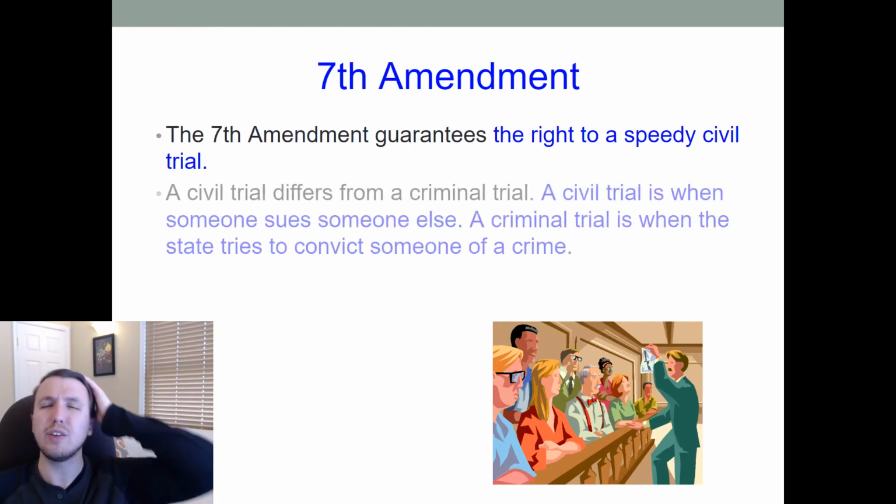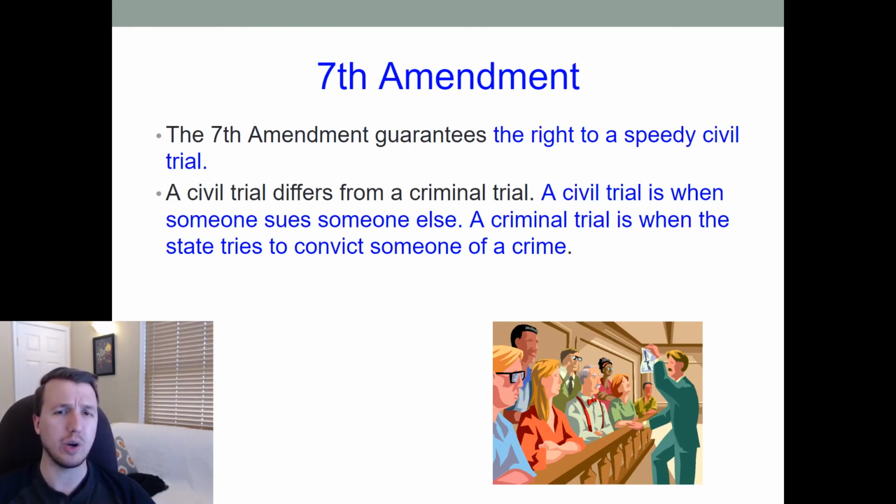Seventh Amendment. This is an interesting one. This is the right to a speedy civil trial. Civil trial is a little bit different. Civil trial is a trial between two individuals. So a good way to think about civil trial is like Judge Judy.